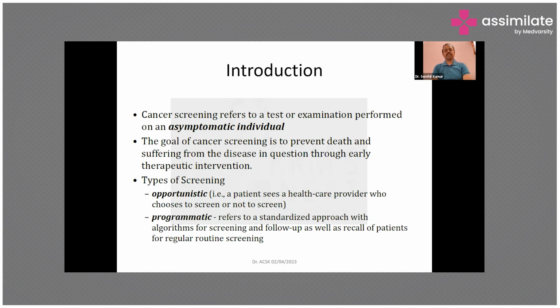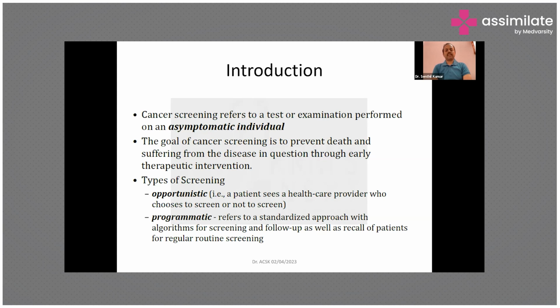And we classify the screening types based on whether they are opportunistic or programmatic. Opportunistic is, for example, when a patient sees a healthcare provider who chooses to screen or not to screen. For example, a lady comes to the gynecologist for some vague complaints. You may choose to give the patient the benefit of doing a screening mammogram. So that becomes an opportunistic screening.